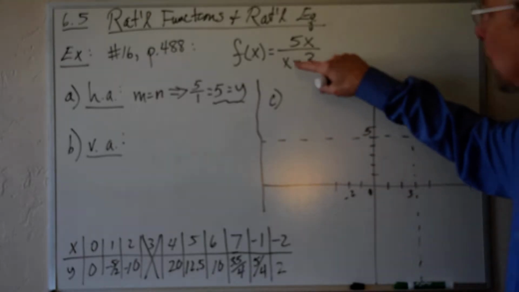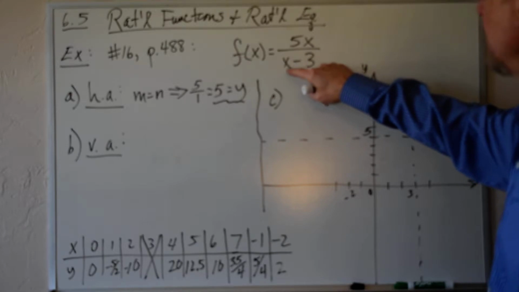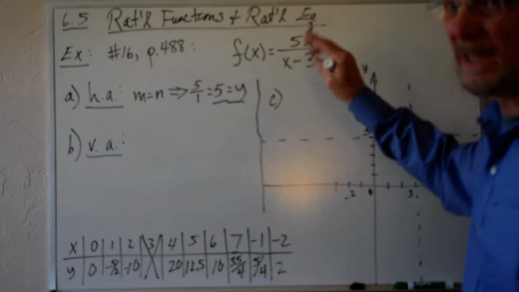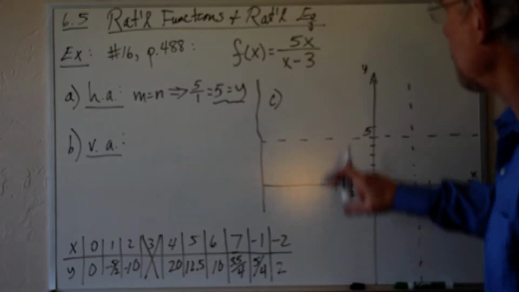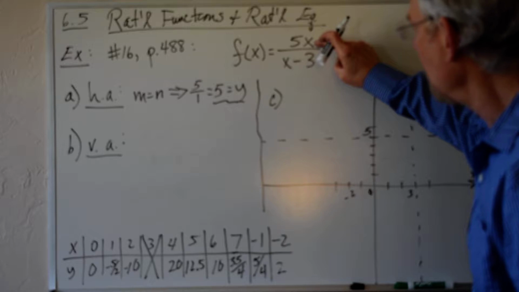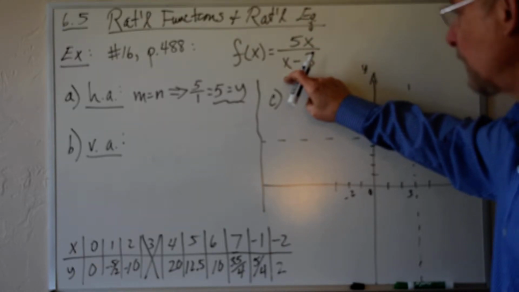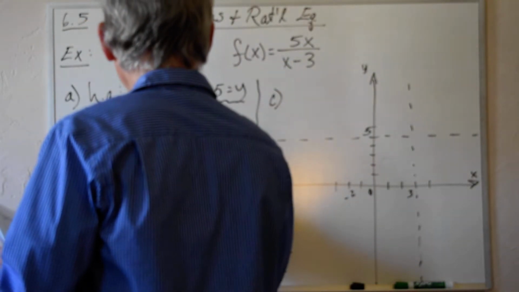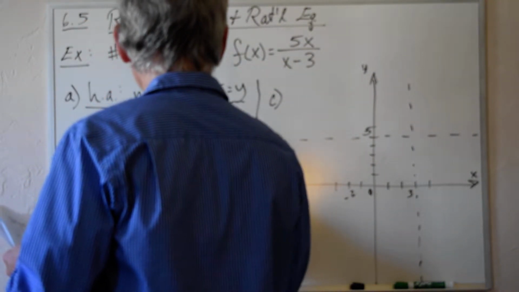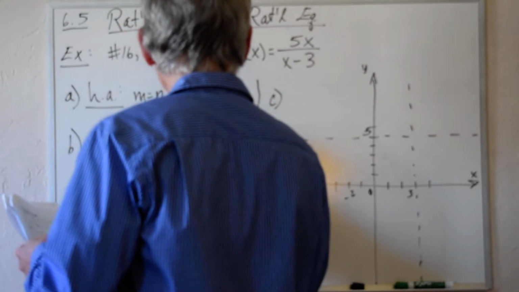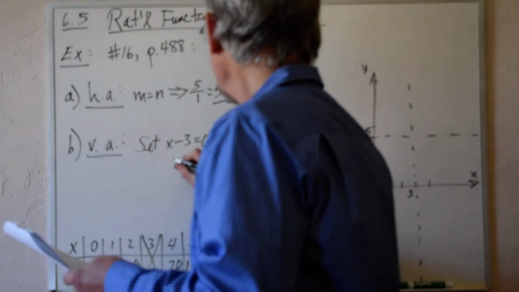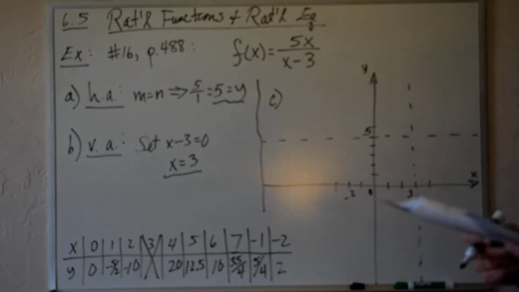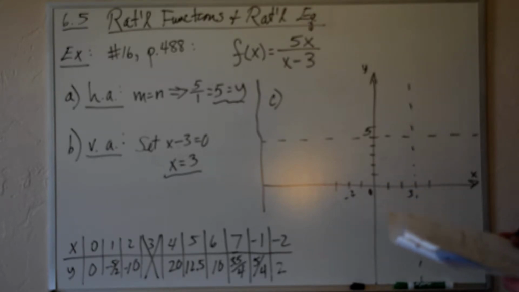And you can see that if you start choosing some large x values, 10, 100, 1,000, that minus 3 hardly matters anymore as x gets bigger. You're going to have 5 times x over x, so you see how it's going to go to 5. Vertical asymptote. Set the denominator equal to 0. So the vertical asymptote is positive 3.